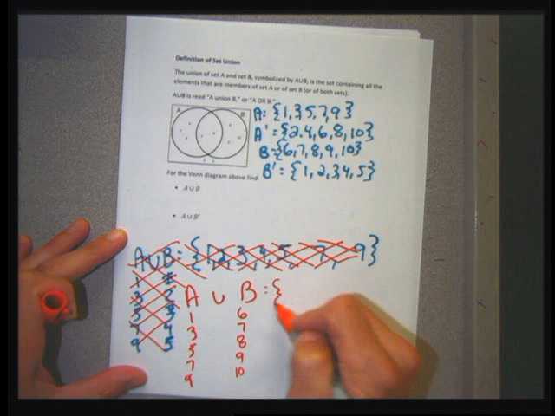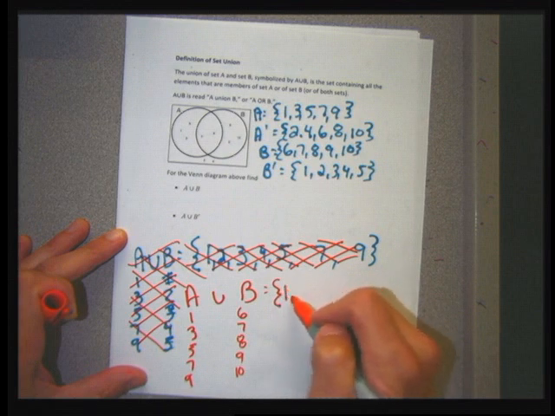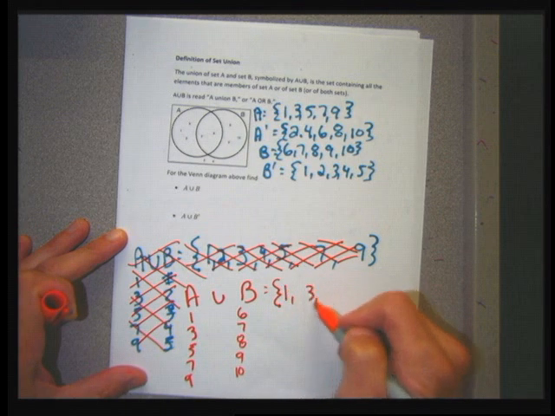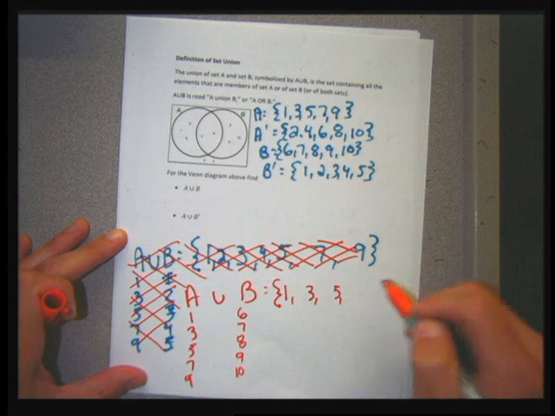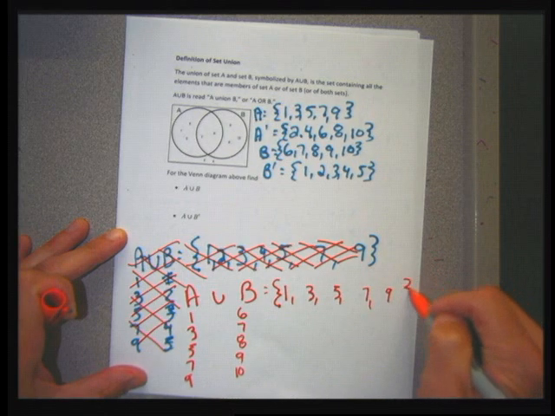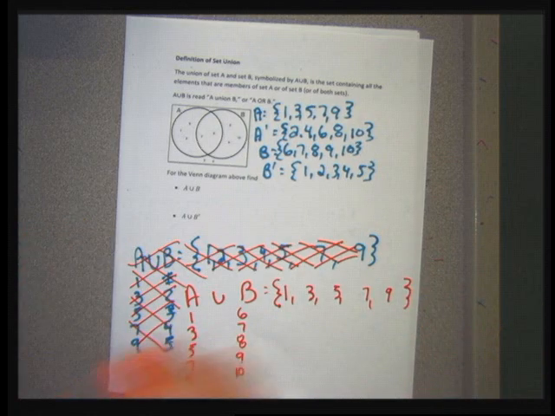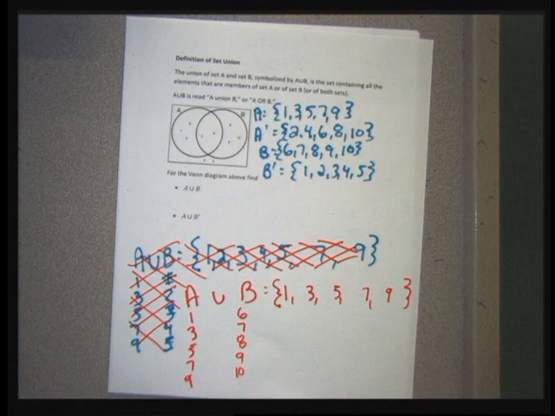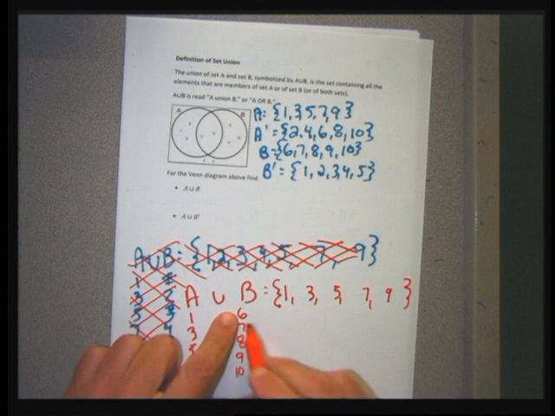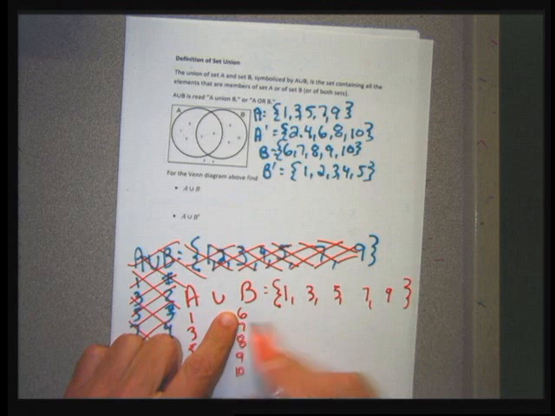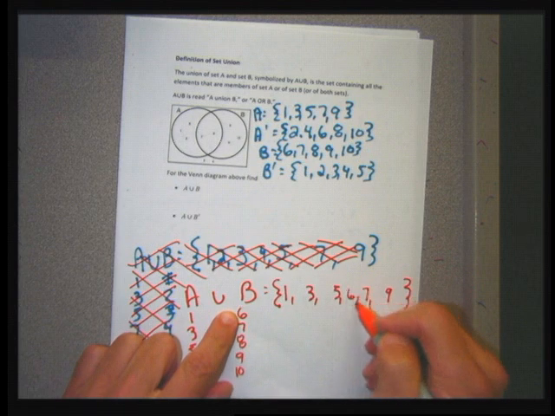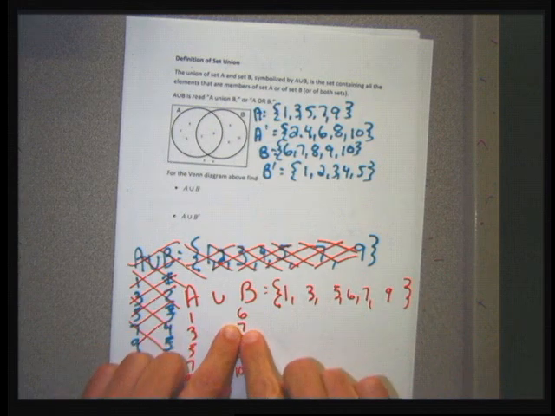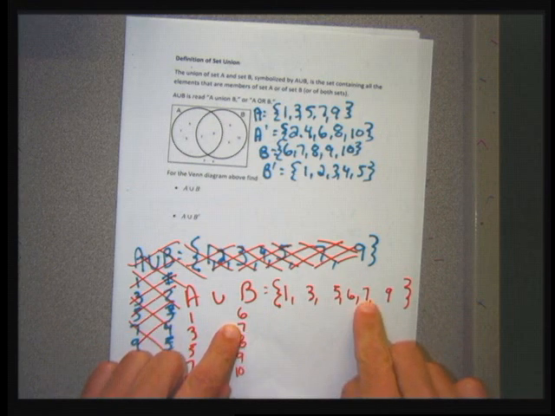A union B is the A set, which is every element in the A set, which is 1, 3, 5, 7, and 9. And then I'm going to add to this set and make a bigger set. Unions are bigger sets. I'm going to add anything I haven't already included. So for B, A union B needs to have a 6. I don't already have a 6. I'm going to insert it in. A union B needs to have a 7. I already have the 7 there.